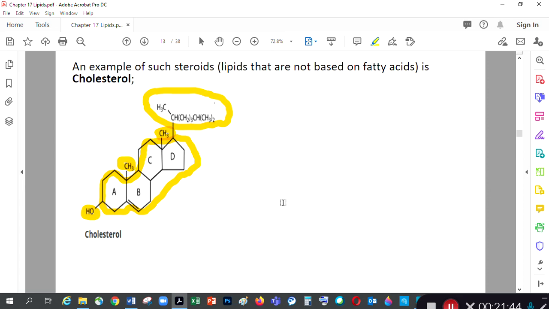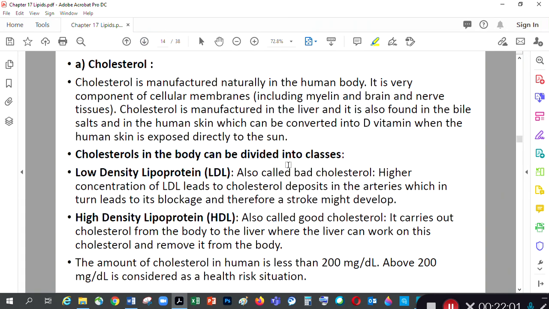Cholesterol is considered to be a steroid. Why? Because it has the basic nucleus of the steroids, also called the steroid skeleton, the 4 fused cyclic rings. Now let's look at cholesterol in some basic details. Cholesterol is manufactured naturally in the human body.